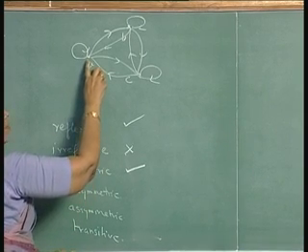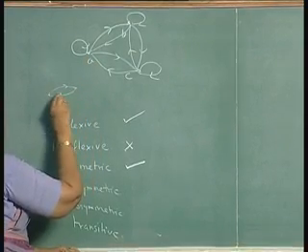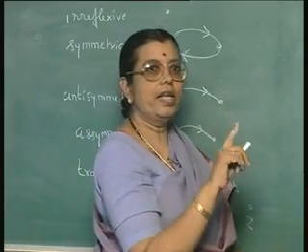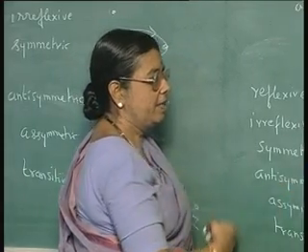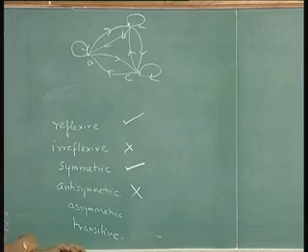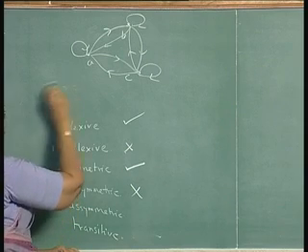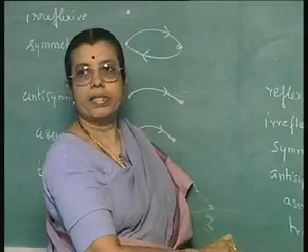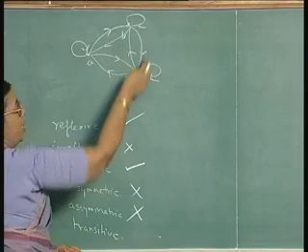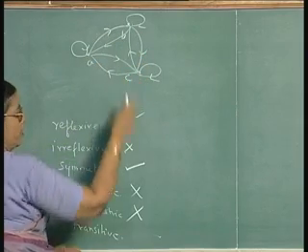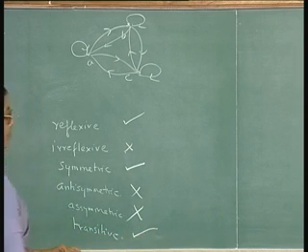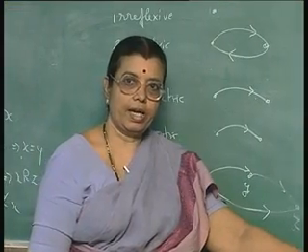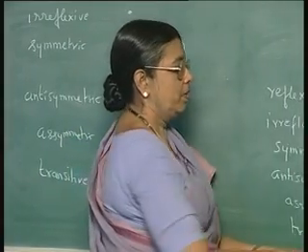Is it antisymmetric? Antisymmetric means you should not have something like this between 2 different nodes. If you have x related to y and y related to x, then x should be equal to y. So, it is not antisymmetric. Is it asymmetric? No, because in an asymmetric relation you should not have arcs like this, nor can you have self loops. So, it is not asymmetric. Is it transitive? Whenever you have A related to B and B related to C, you are having A related to C and so on. So, it is transitive. So, this is about the universal relation on 3 elements. Let us take some more examples.